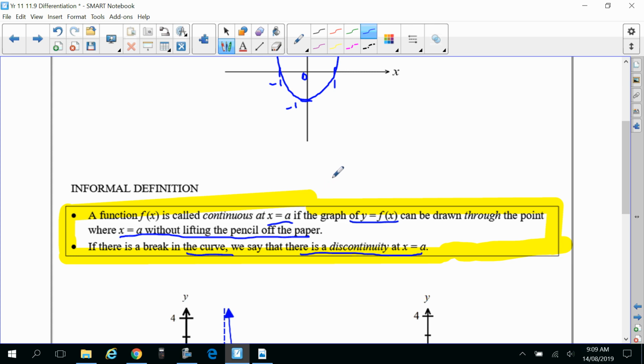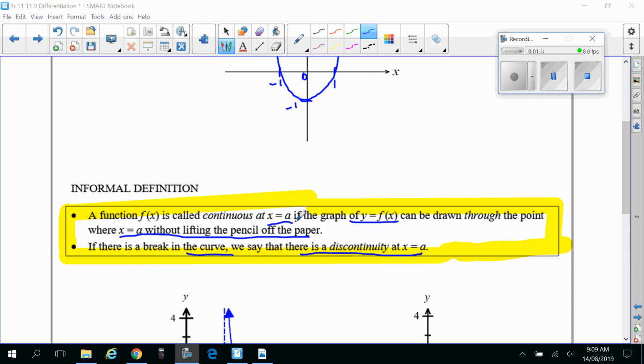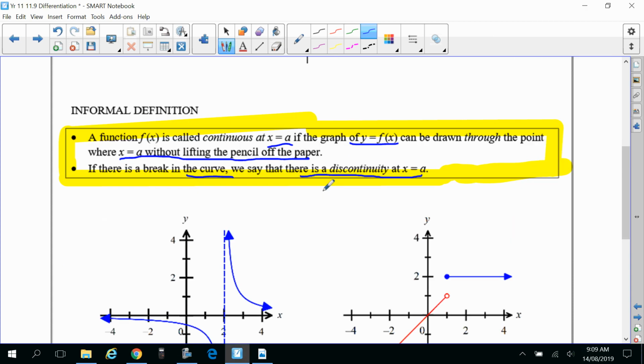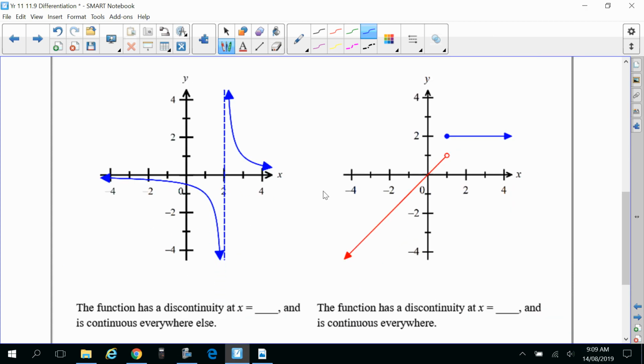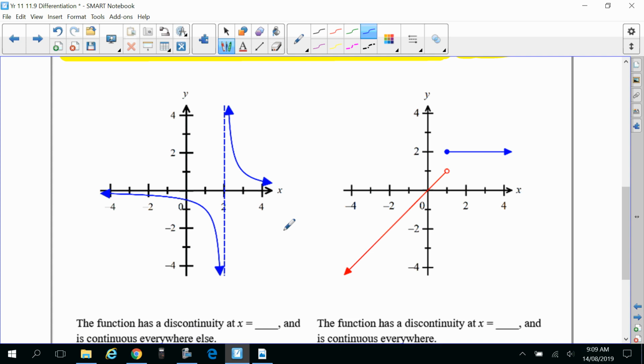Now let's look at these questions. So we're going to look at some examples of a discontinuous graph. So let's look at the first one. A function has a discontinuity at x equal to 2 and is continuous everywhere else. So can you see there's a break? So it's discontinuous if, for example, there is an asymptote.